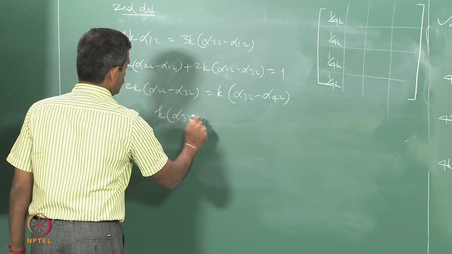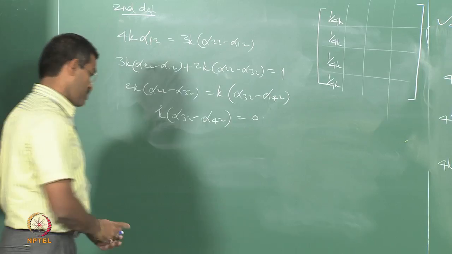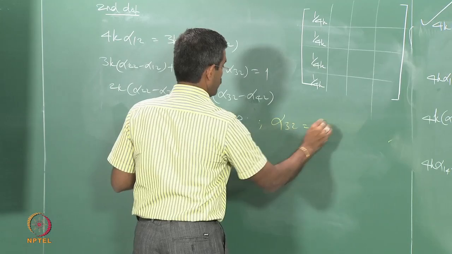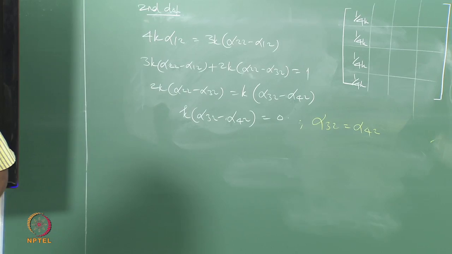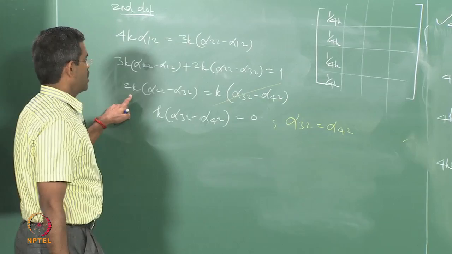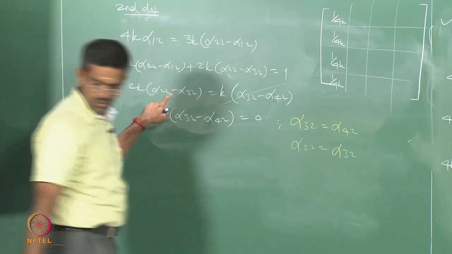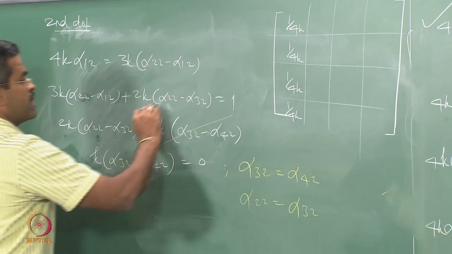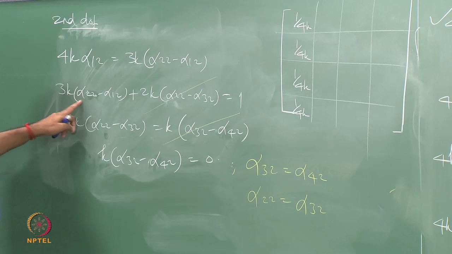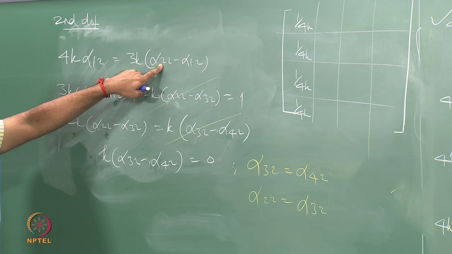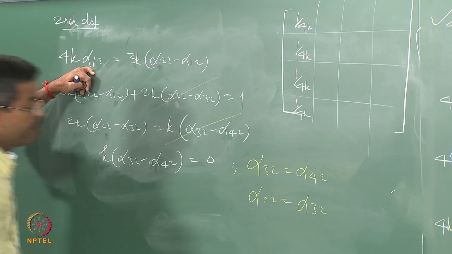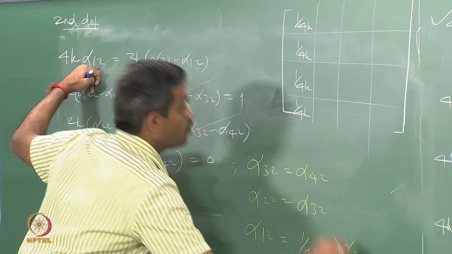For the last one, k of (alpha 3 2 minus alpha 4 2) is set to 0, k cannot be 0. This implies that alpha 3 2 will be equal to alpha 4 2. Substitute back here, this goes away, 2k cannot be 0. This implies that alpha 2 2 will also be equal to alpha 3 2. So, this makes this term 0. So, alpha 2 2 minus alpha 1 2 is 1 by 3k. I substitute that here. So, 3k is cancelled, this becomes 1. So, alpha 1 2 will be 1 by 4k, which is the same as alpha 2 1, which is here. So, the matrix is completely symmetric.